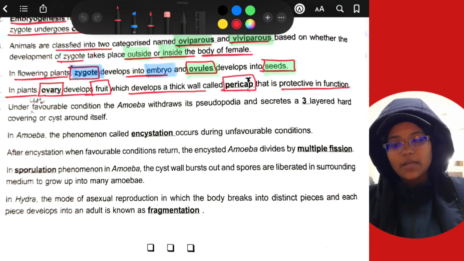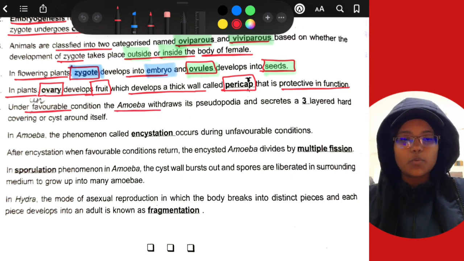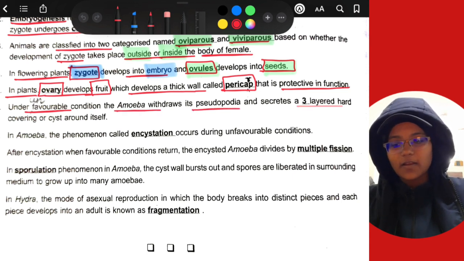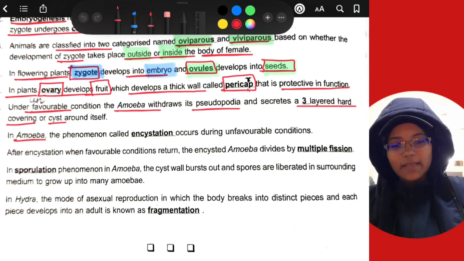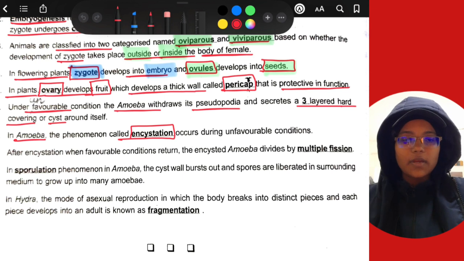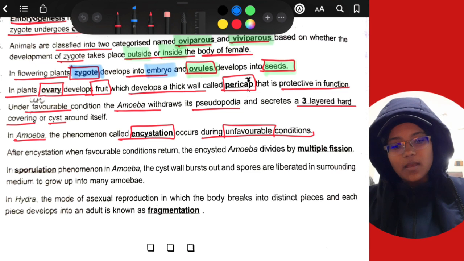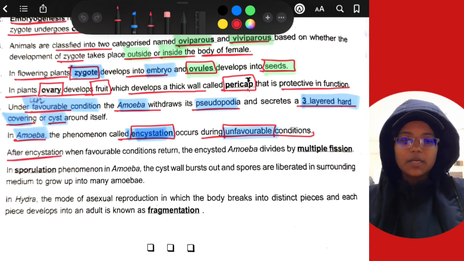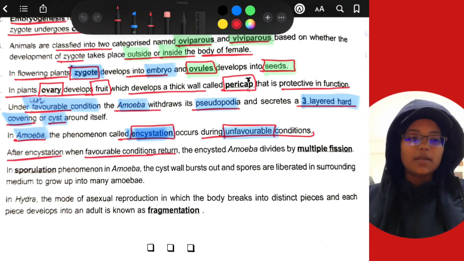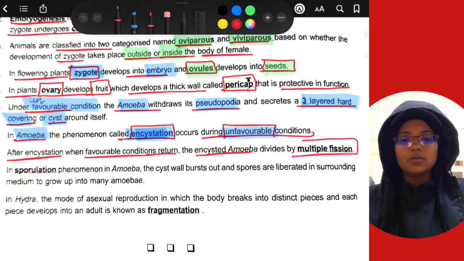Under unfavorable conditions, the amoeba withdraws its pseudopodia and secretes a 3-layer hard covering or cyst around itself. In amoeba, this phenomenon is called encystation, occurring during unfavorable conditions. After encystation, when favorable conditions return, the encysted amoeba divides by multiple fission.